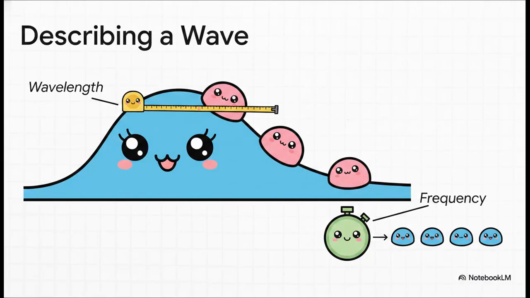So amplitude tells us all about a wave's power, but we also need a way to describe its shape, right? And for that, we use two more key terms. First, there's wavelength. That's just the distance from the top of one wave to the top of the very next one. And then there's frequency, which is simply how many of those waves go by a specific spot in 1 second.